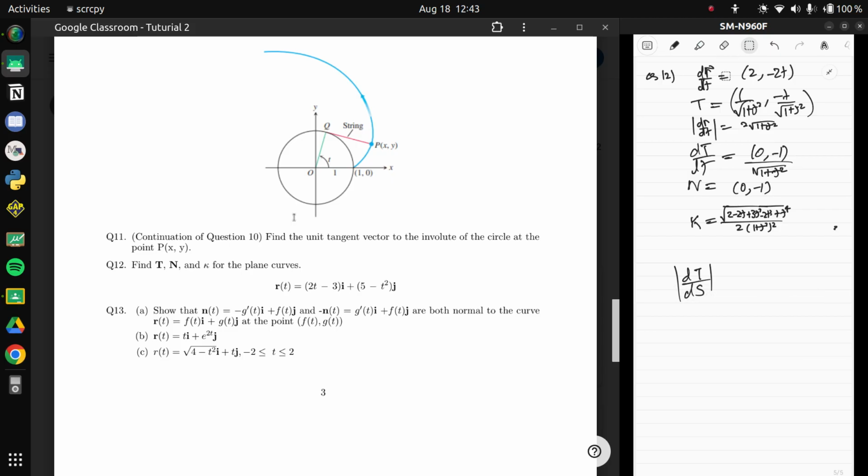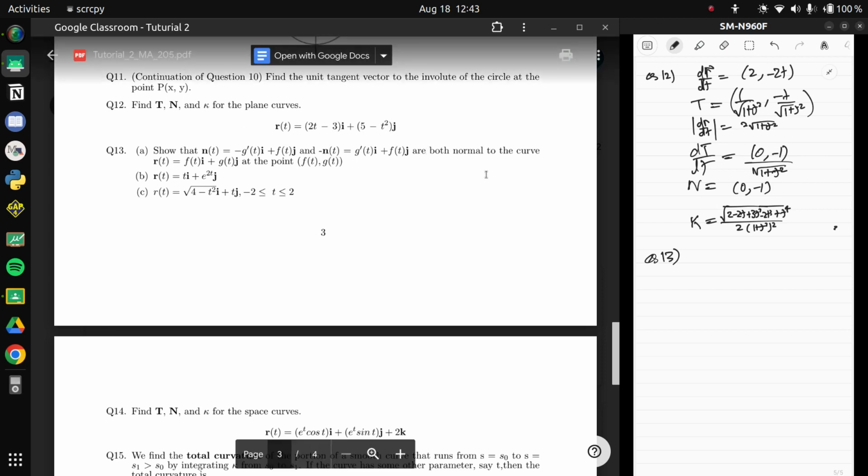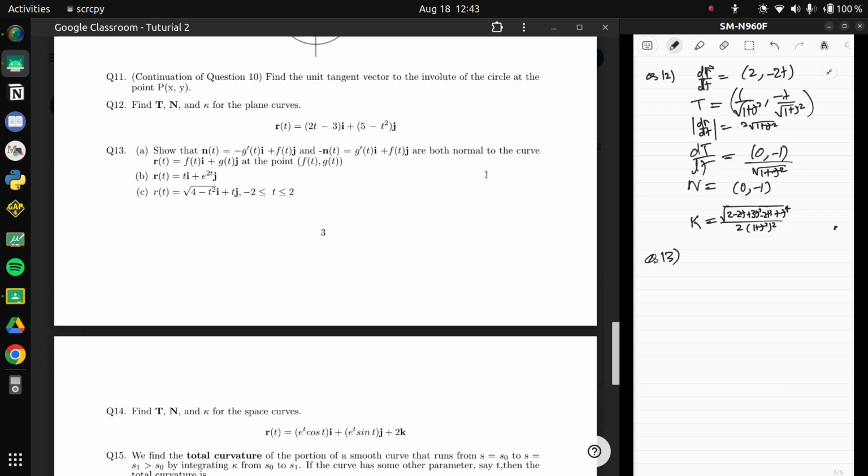What was I going to do? Right, that's pretty much it. Okay, 12th is done. 13th is show that this vector and this vector are both normal to the curve. Okay, I mean if N is normal, then this would also be normal. Sure. Hey, why is this? So it's negative N of this plus f'tj is also plus f'tj. Most likely a typo. This should be a negative or something. Yeah.